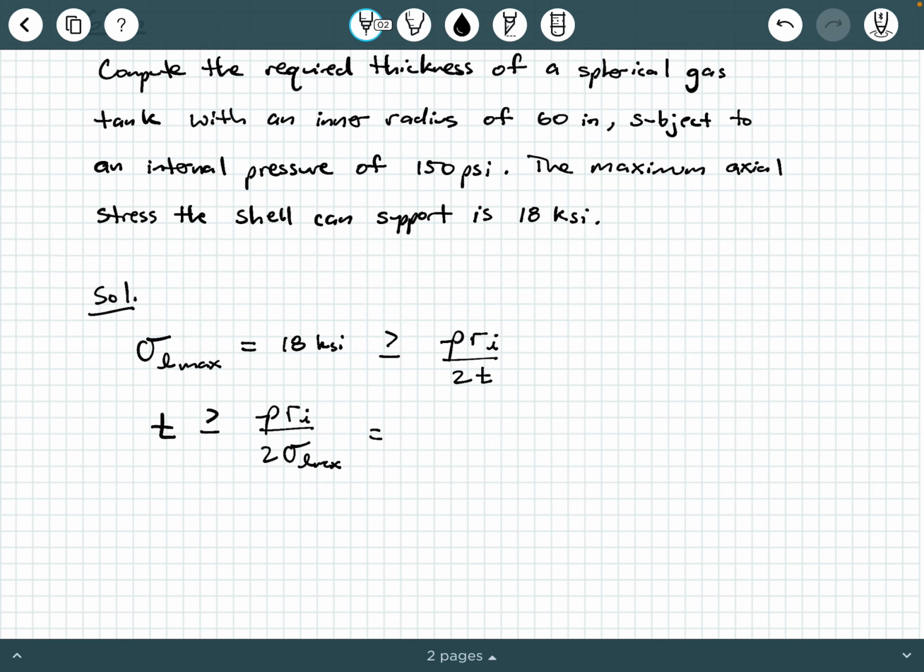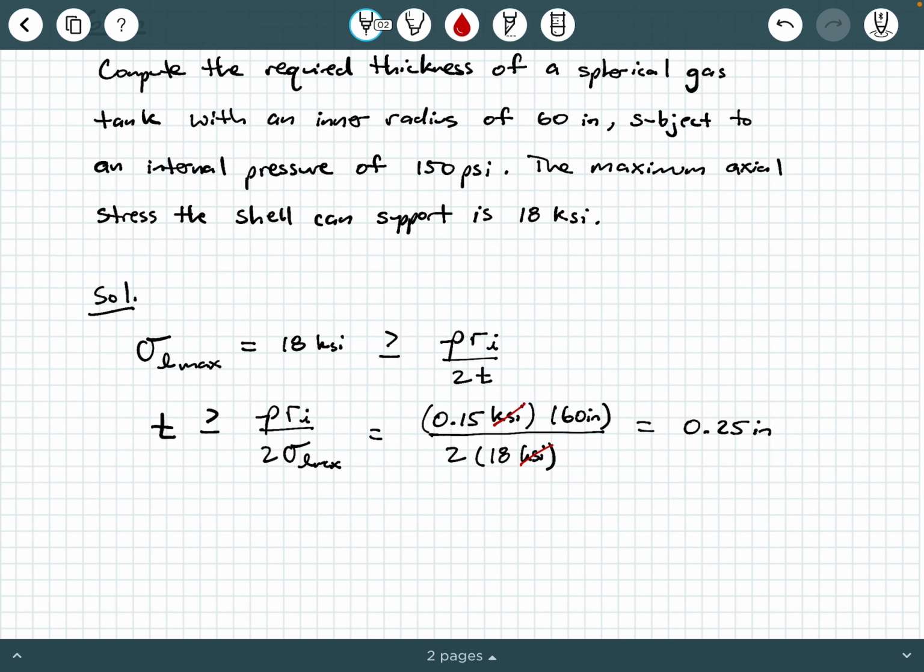P is 150 psi, so to be consistent with our units, I'm going to call that 0.15 ksi. The inner radius is 60 inches, and we're going to divide that by 2 times 18 ksi. Okay, and then we can solve for this in our calculators, and I'm going to punch this in my TI 36X Pro calculator, and I'm going to get 0.25 inches. Now, you can track the units pretty quickly. You have ksi and ksi cancel, so you're left with units of inches.